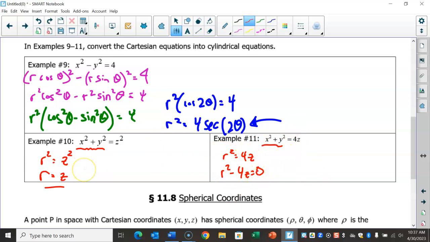So this is our final product for cylindrical, and in the next videos we are going to start talking about spherical coordinates. So hopefully this makes sense, and I'll see you guys in the next video.